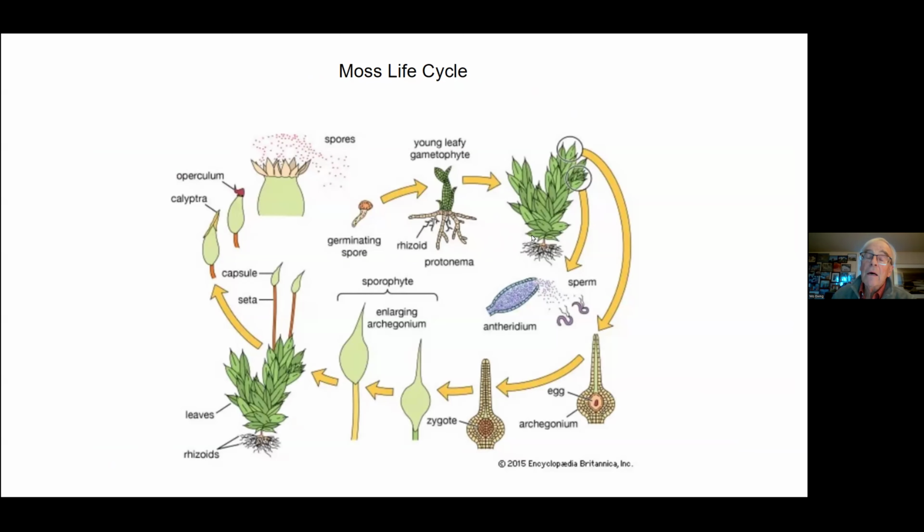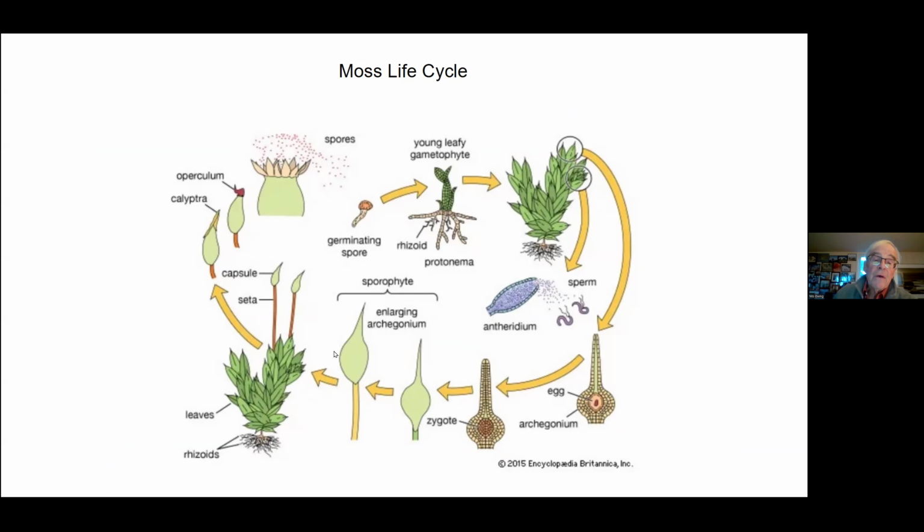And on that gametophyte, there's the male part, which is the antheridium, and the female part, which is the archegonium, and the antheridium shoots the sperm out. The sperm swims across a thin film on the leaves. It goes and fertilizes the archegonium, and then that develops into the sporophyte. And so it's the sporophytes that we're actually looking at here.